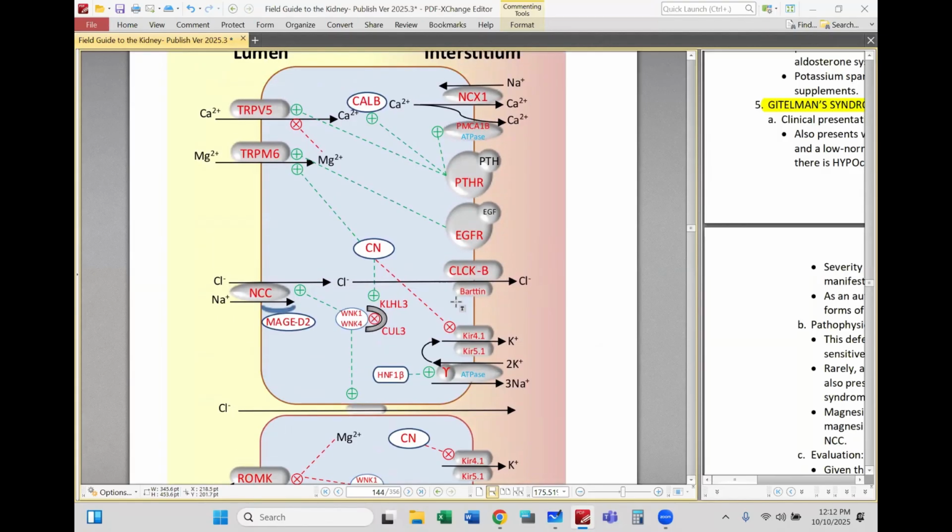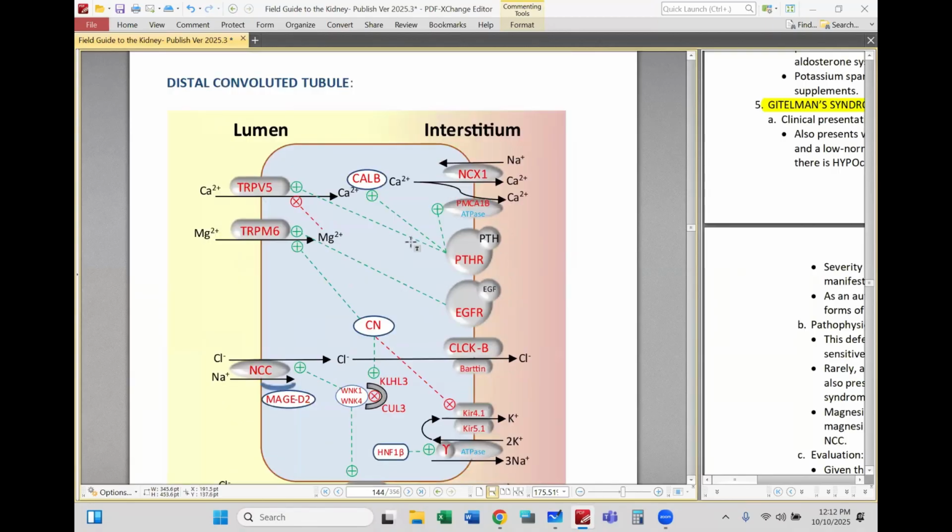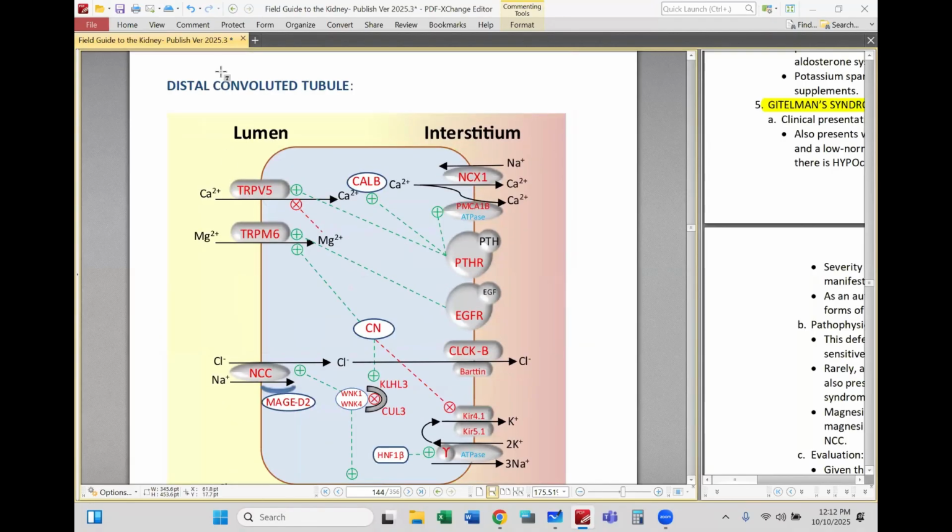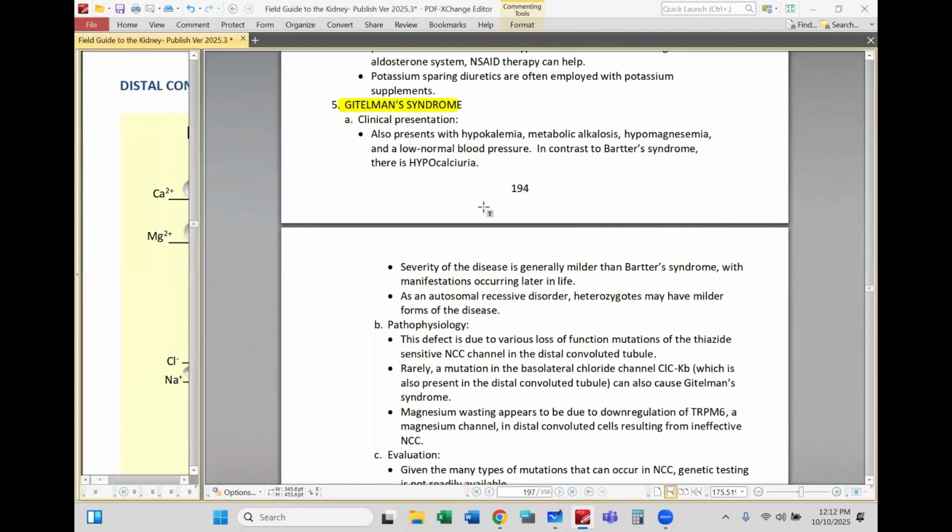Notice that a Barttin mutation would also affect distal convoluted tubule transport. I'll just make that point. Again, blurring the lines between Gittleman's phenotypes and Barter's phenotypes. The genotype-phenotype correlation is not always perfect.